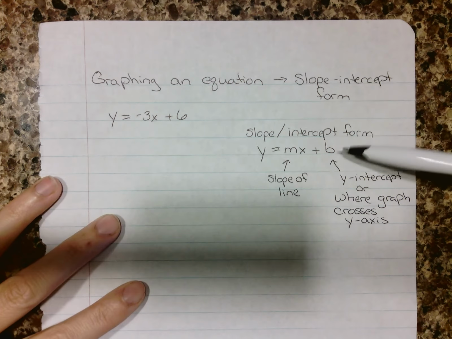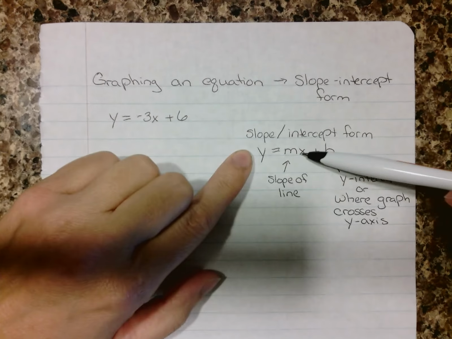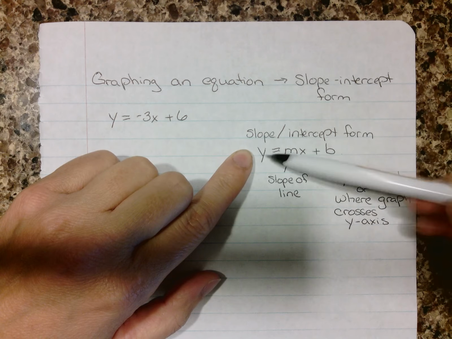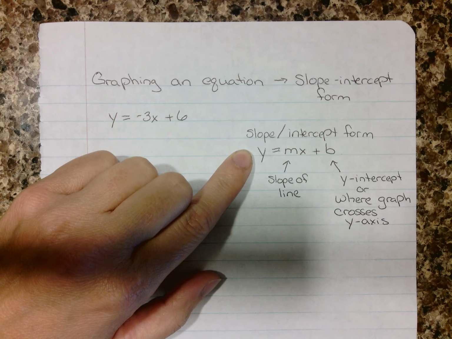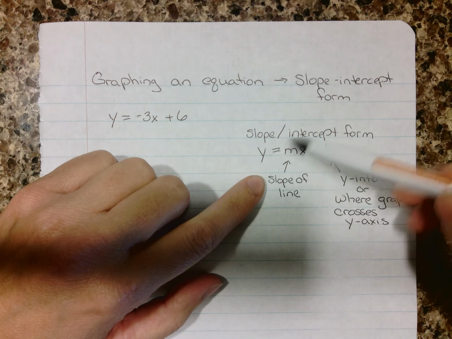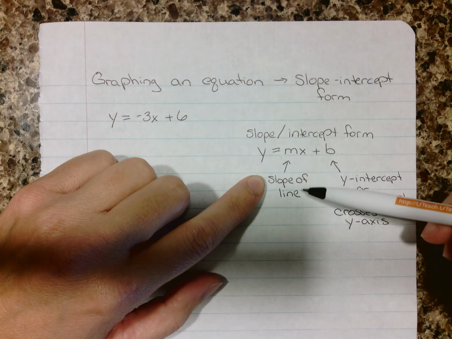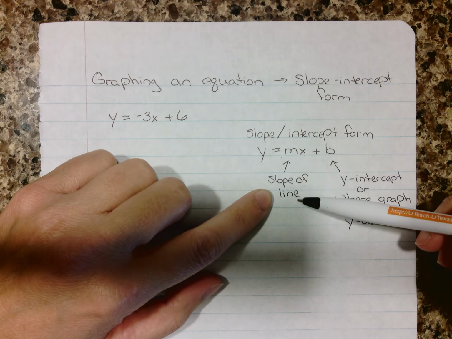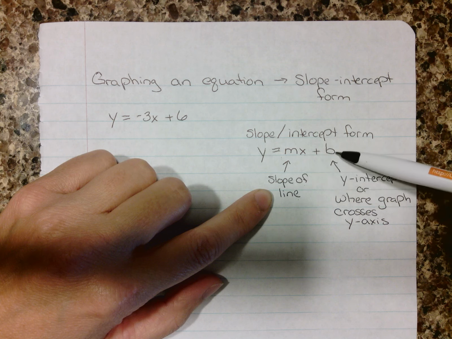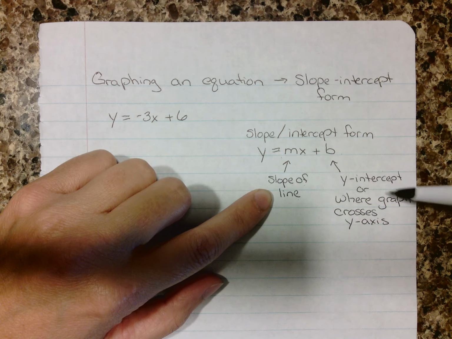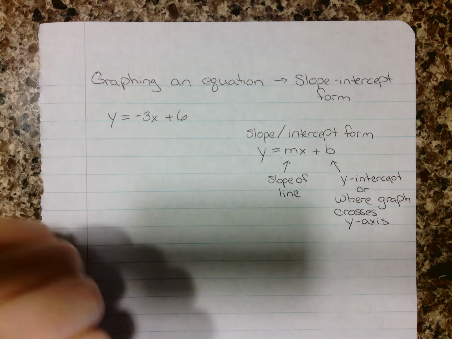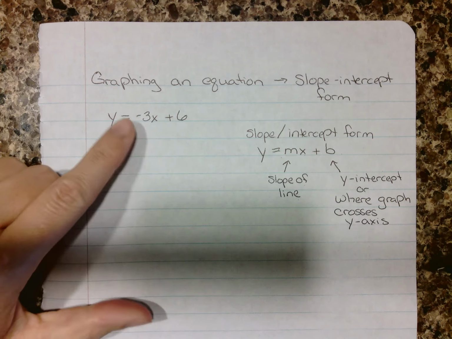When it is in slope-intercept form, it is in the form of y equals mx plus b, where x and y are your unknowns, or your variables. The number in front of the x is considered the slope of the line. And the b, or the other number, is considered the y-intercept, or where it crosses the y-axis on the graph.